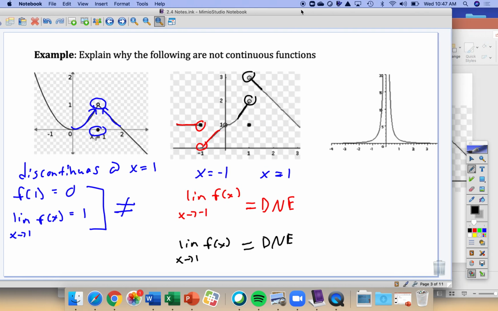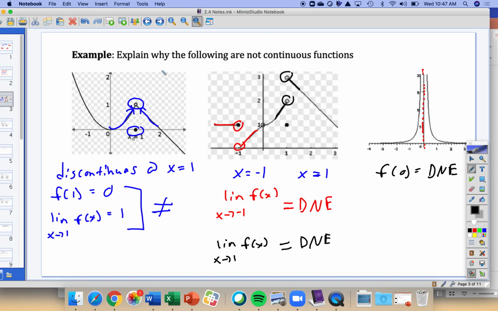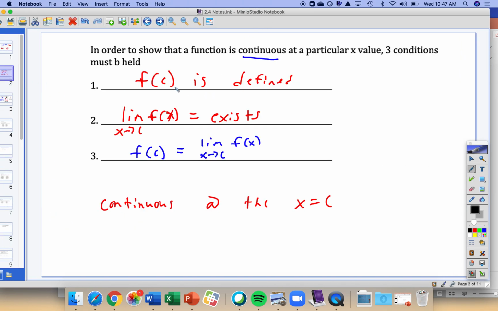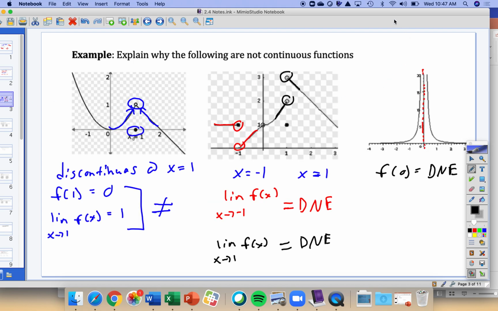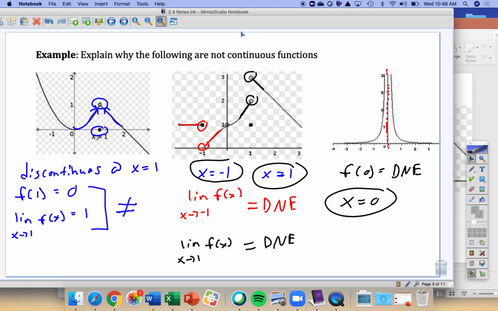And lastly, this one, there's an asymptote here. So because there is an asymptote, the condition that I'm breaking is condition number 1, because f of 0 does not exist. So the only way that a point can be continuous is if f of c is defined, but f of 0 is not defined, so therefore we are discontinuous at the x value of 0. So there's my points of discontinuity.